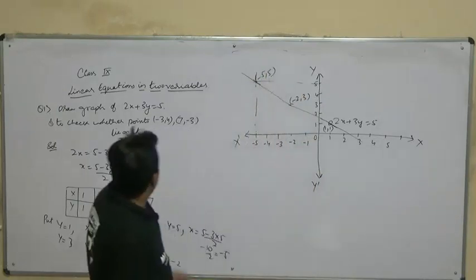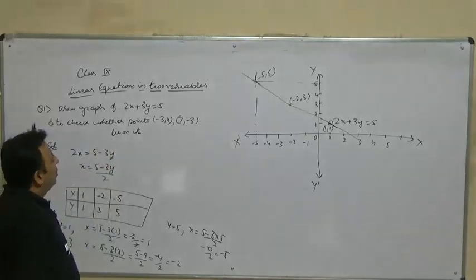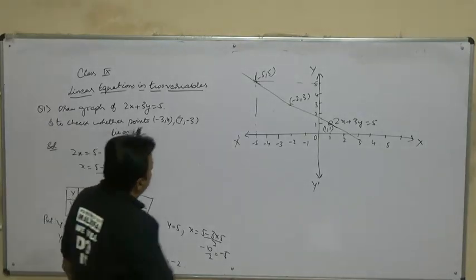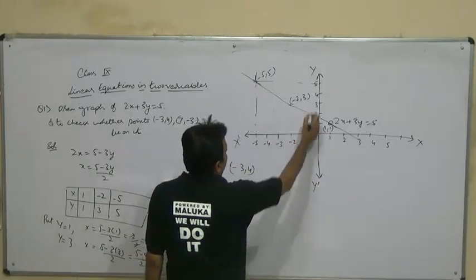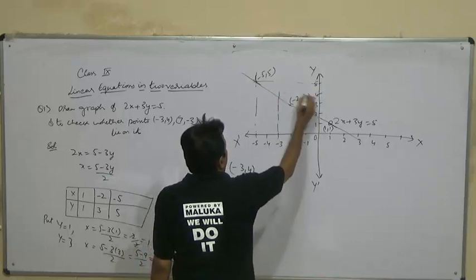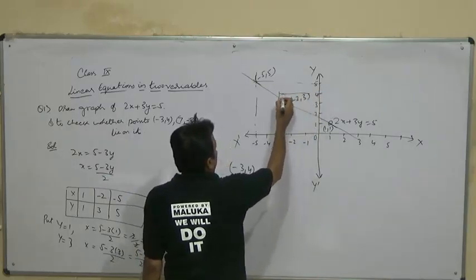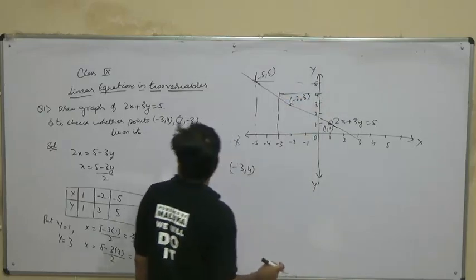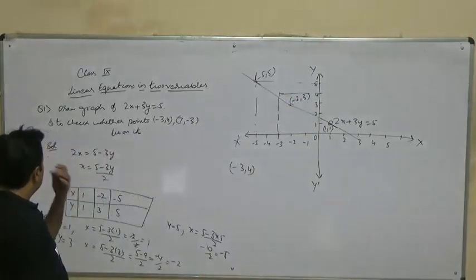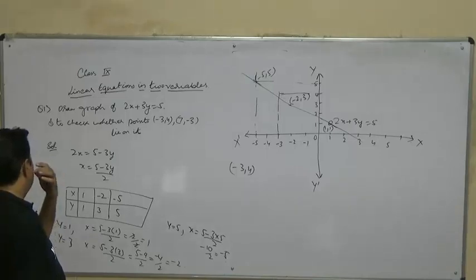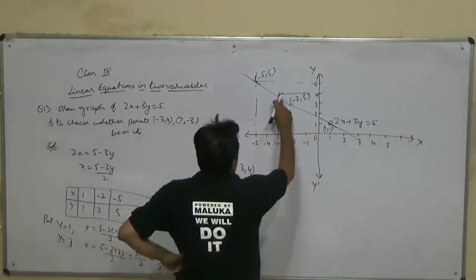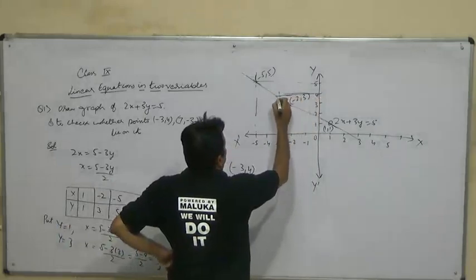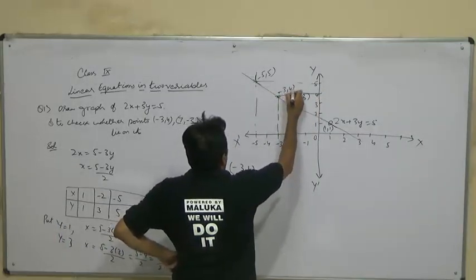Now what we have to check? We have to check whether minus 3 comma 4 lies on it. So first we check for minus 3 comma 4. So let us see, this is minus 3 and this is 4. Minus 3, 4, minus 6 and 12, minus 4 and 9, yes. So this will be your point. So minus 3, 4 lies on it.